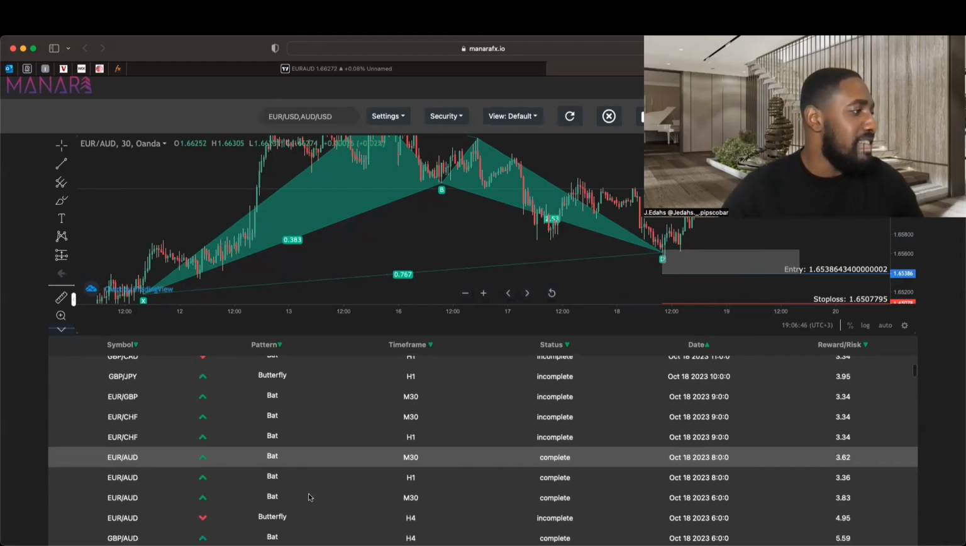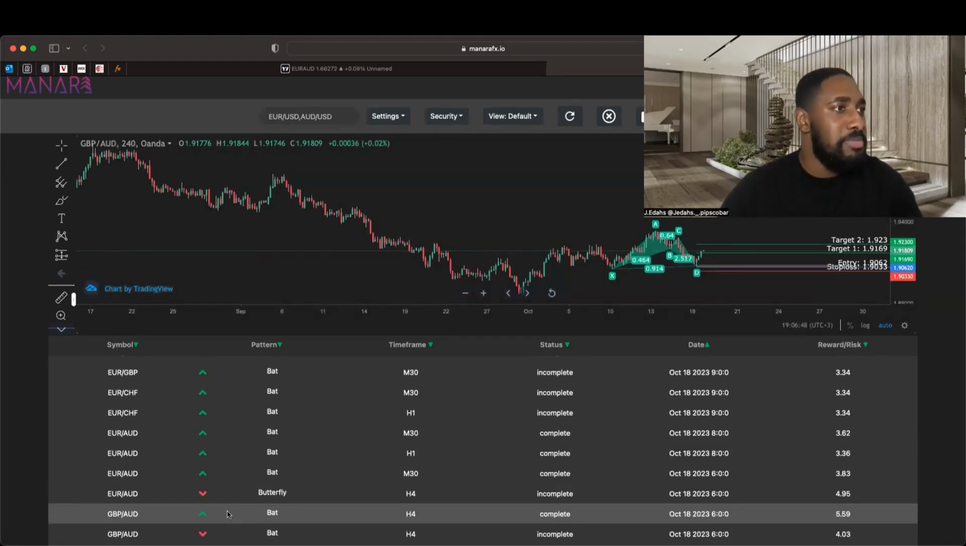Another trade that unfortunately I didn't quite catch in time, and I believe there's GBPAUD here.